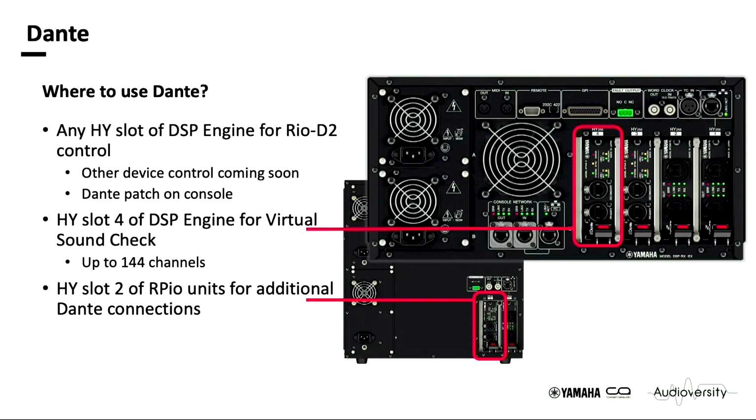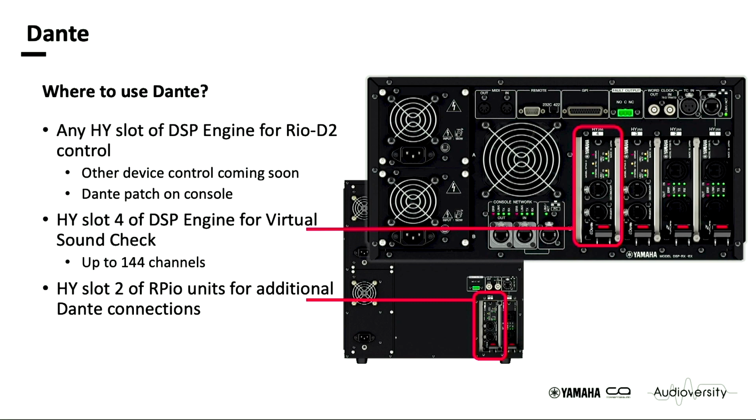So let's move on. And where do we put Dante in our Rivage system? You have a few options, actually. You can put a Dante card in any of the HY slots in the back of the DSP engine. So we can see here the DSP engine has 4 slots. In this particular example, there are 2 TWINLANe cards in HY1 and 2, but they could be Dante cards. Then we've got Dante cards in slot 3 and slot 4. Wherever you put your Dante card in the DSP engine, it will provide control of other Dante devices like the RIO units.